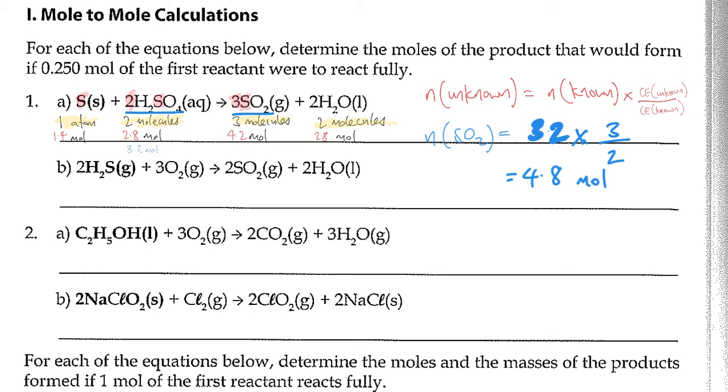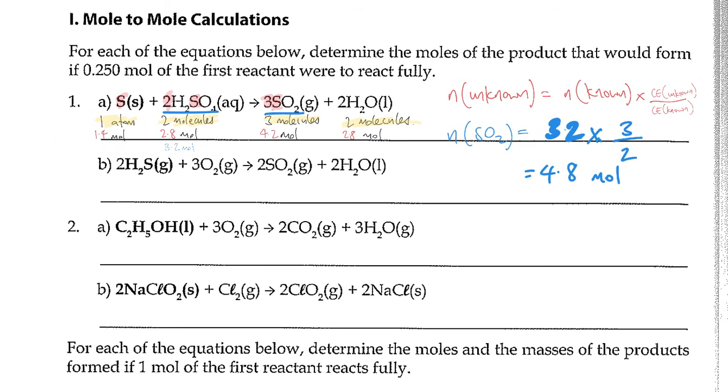Mole. Okay, so this equation allows you to work out the number of moles of any of the other substances, either reactants or products, using the number of moles of one of them that you know. Okay? So let's have a look at what this question is actually asking us to do. For each of the equations below, determine the moles of the product that would form if 0.25 mole of the first reactant were to fully react. So we're looking for the moles of the products if we have 0.25 moles of the first reactant.